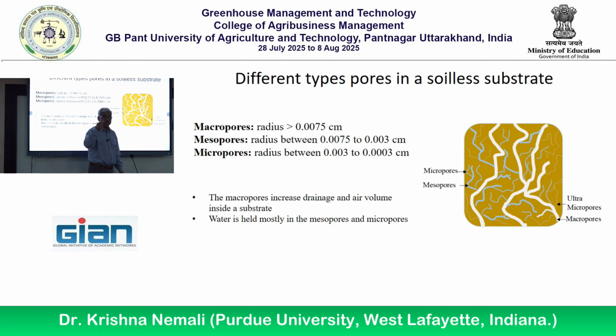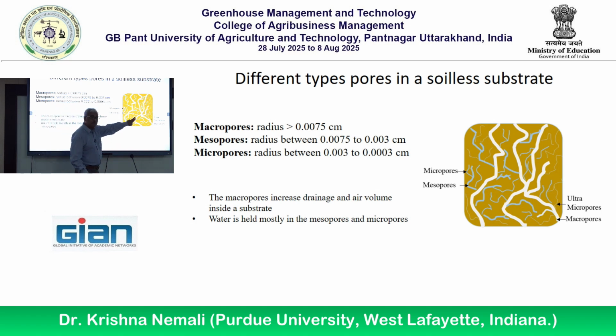Macropores are the widest pores. Very easy, very wide. You see here, I say wide, but look at the number, 0.0075 centimeters. It's still very, very microscopic, but we're going to call it a macro, because when you compare that with micropores, they are even smaller, right? 0.003 to 0.0003 centimeters. But you don't need to worry about these numbers. Don't need to memorize anything. I want you to remember there are three types of pores: macro, meso, and micropores.